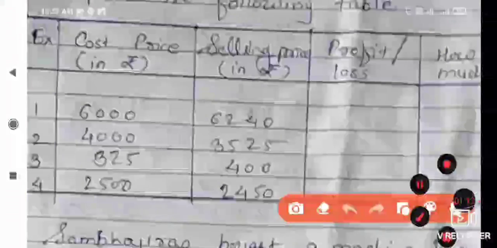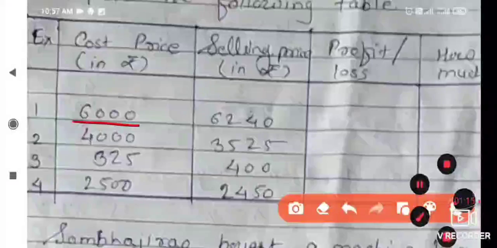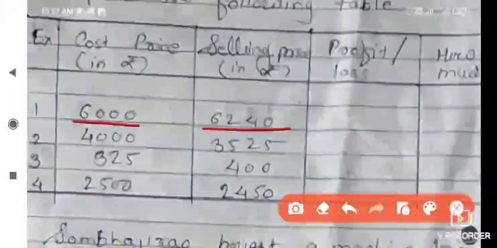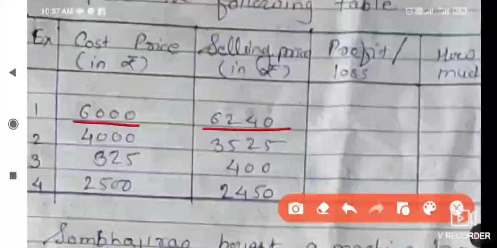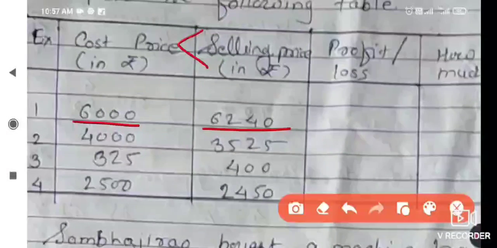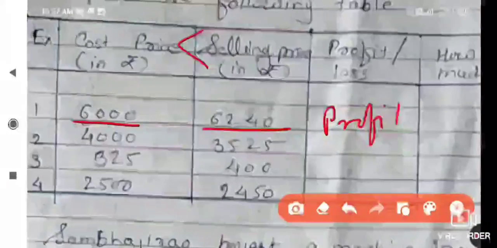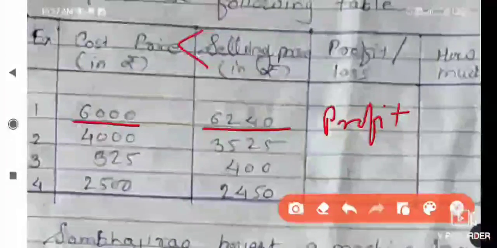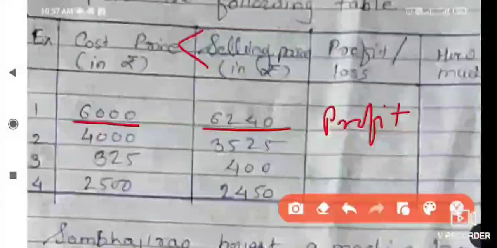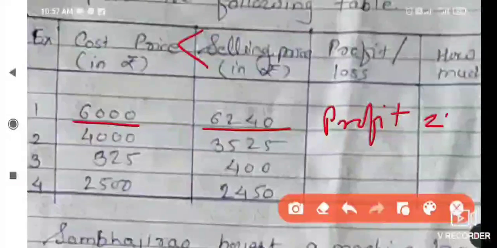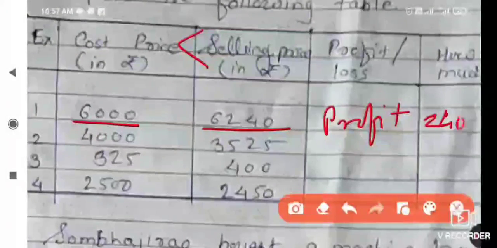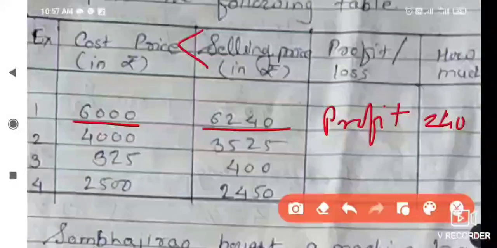So according to it, if you see in the first example, the cost price is given as 6,000 and the selling price is 6,240. Selling price is greater than the cost price, and that's why there is a profit. And how much profit is there? 6,240 minus 6,000, that is 240 rupees profit.